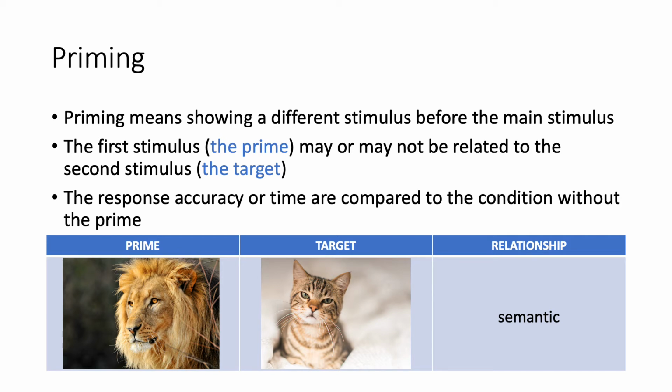We could also experiment with different primes, so the prime could be related in a different way. For example, instead of a lion, we could use a dog, which is also a pet, right? Or we could use the word animal, which is the higher category. And in this way, we can experiment with various effects and various interactions between the prime and the target.